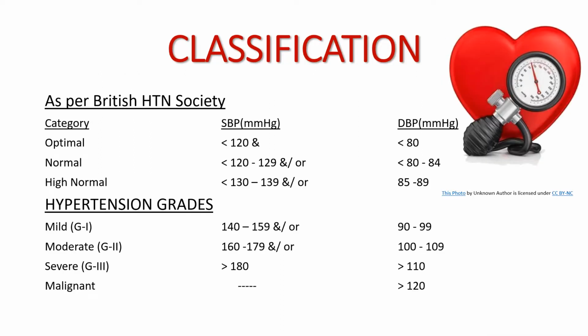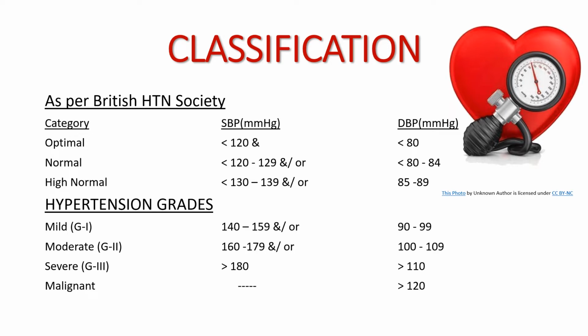There are several ways to classify hypertension, but here we will discuss just two of them. One way through which we can classify hypertension is as per the British Hypertension Society. The categories of hypertension as per this classification: it is described as optimal if the systolic blood pressure is less than 120 and the diastolic blood pressure is less than 80 mm Hg.